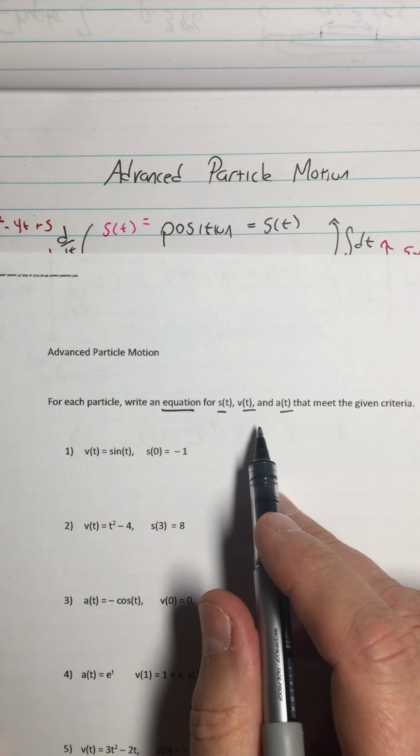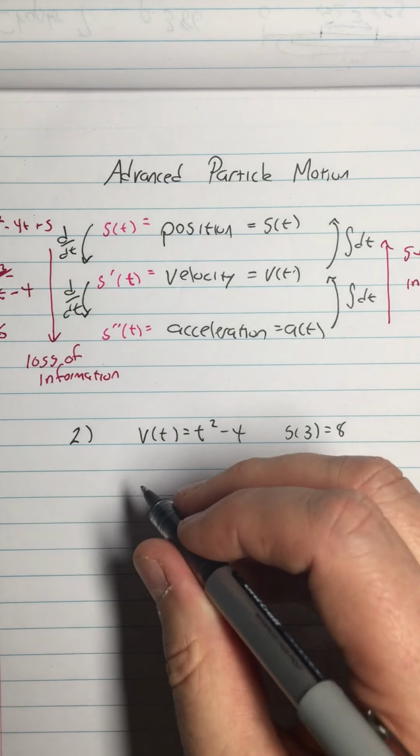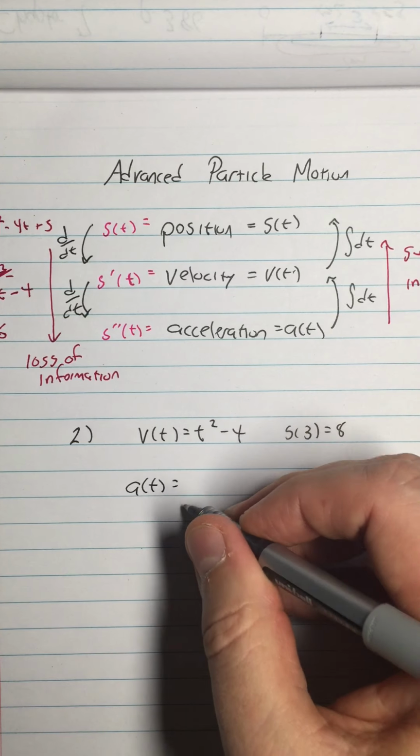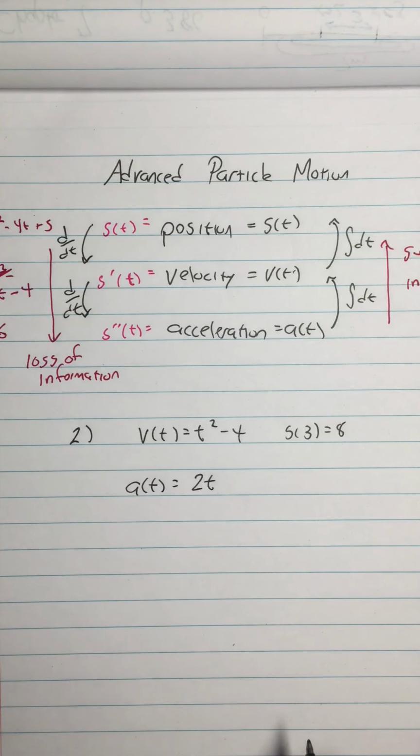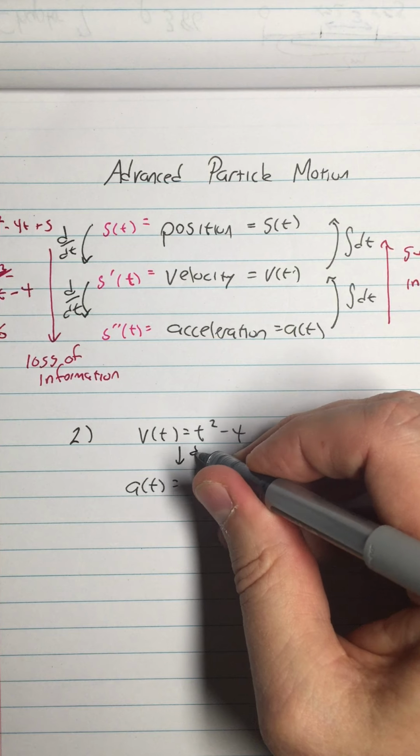So we know how to do some of it already, right? If we're given v of t, we know how to get a of t. A of t is just the derivative of v of t. It's 2t. Done. Simple. Okay? So I do that just by doing a derivative.